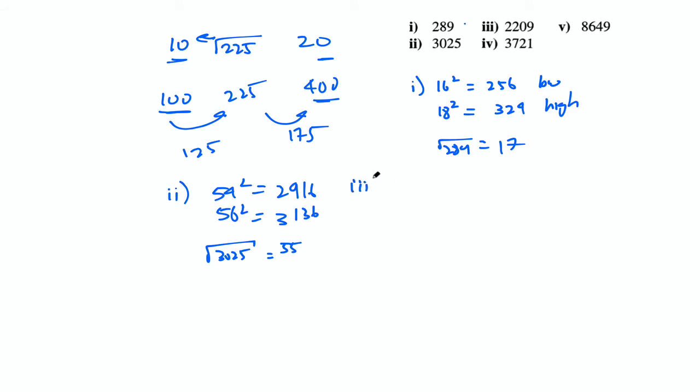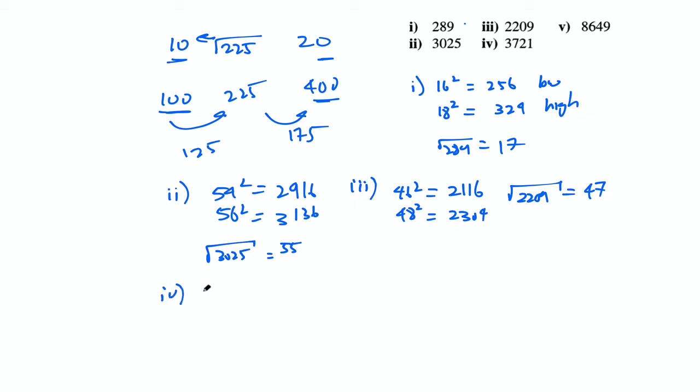And for the next number, 2209. Now, for this number, if I take 46 squared, I end up getting 2116, which is too low. So let's go a little bit higher. 48 squared, then I get 2304. So now we have something that's too low and too high. So the number in between is 47. So I would predict that the square root of 2209 is 47.